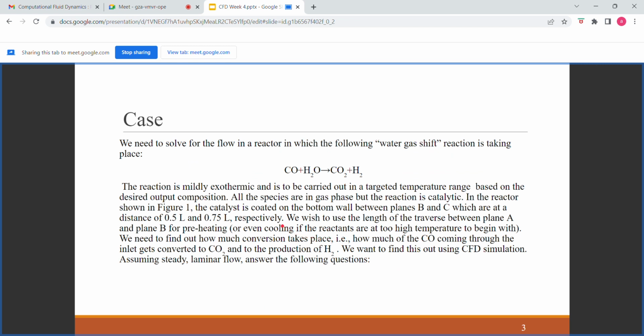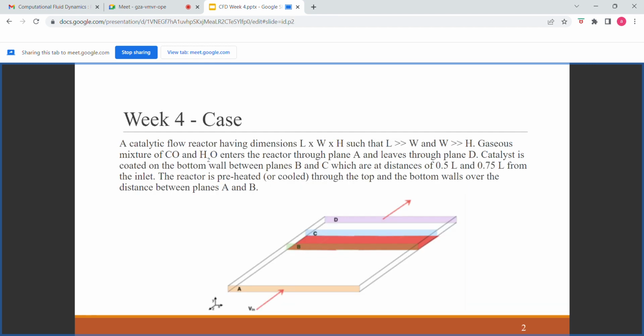And then it is given that we wish to use the length of traverse between planes A and B for preheating or even cooling if the reactants are at too high temperature to begin with. So if the reactants are at too high temperature, they are cooled, or they are preheated depending on the requirement. Between planes A and B, the preheating or cooling is taking place.